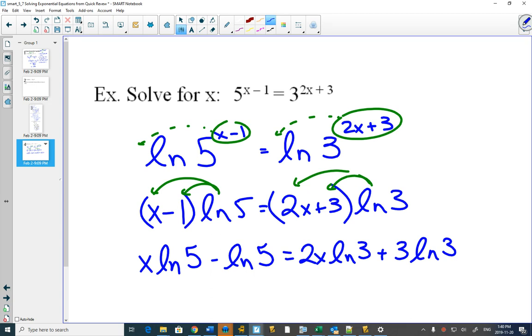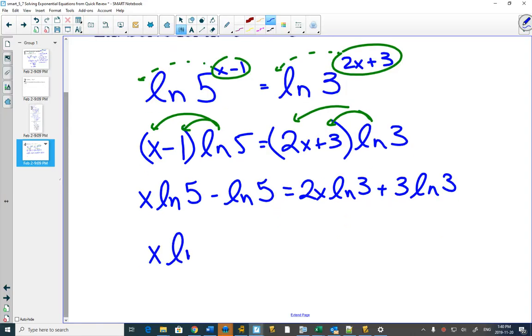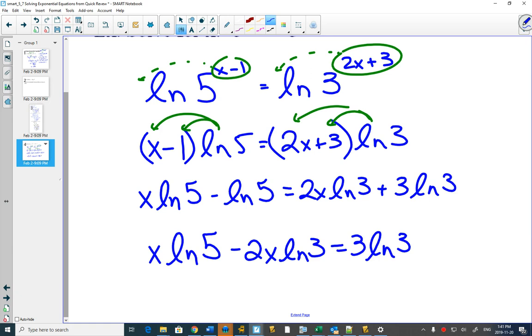What do I want to solve for? I want to solve for x. So algebraically, when you had multiple x's, you like to say, oh, I'm going to get all my x's on one side and all my numbers on the other side. We're going to do the same thing here. I'm going to get all my x's on the left-hand side, so I have to subtract 2x natural log of 3 to bring it to the left-hand side of the equation. I'm going to put all my numbers on the right side, so that's 3 natural log of 3, and I'd have to add the natural log of 5 to the right.